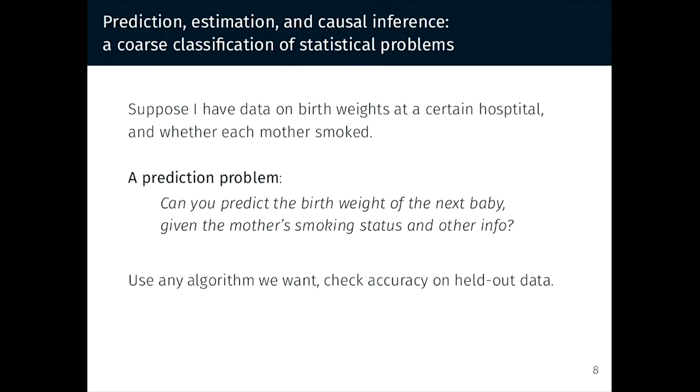A new mother comes into the hospital. Can we predict the birth weight of the next baby based on some information about the mother, including whether or not she smoked? And for this kind of problem, this is what you'll learn about in a machine learning course typically. You can use any algorithm you want, random forest, deep learning, what have you, fancy models. And you just have a held-out data set, and you check your accuracy on that held-out set. And if your accuracy is very good on that held-out set, that's pretty much the end of the story.